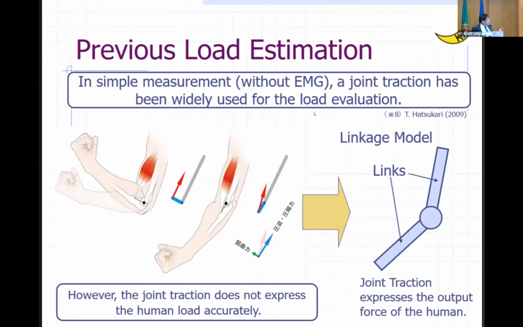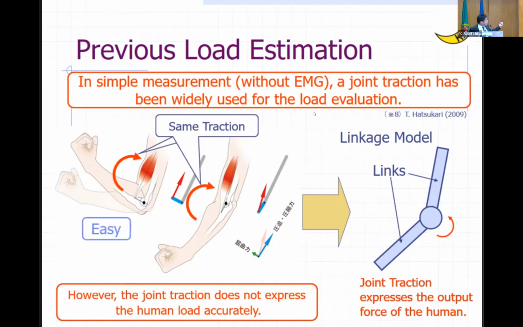Usually, a simple measurement without EMG, the joint traction, has been widely used for the evaluation. The joint traction expresses the output force of the human, and the human body is expressed as links like this. However, the joint traction does not express the human load accurately. For example, with the same traction, this posture is easy. Please try. It's very easy. On the other hand, this situation is very heavy.